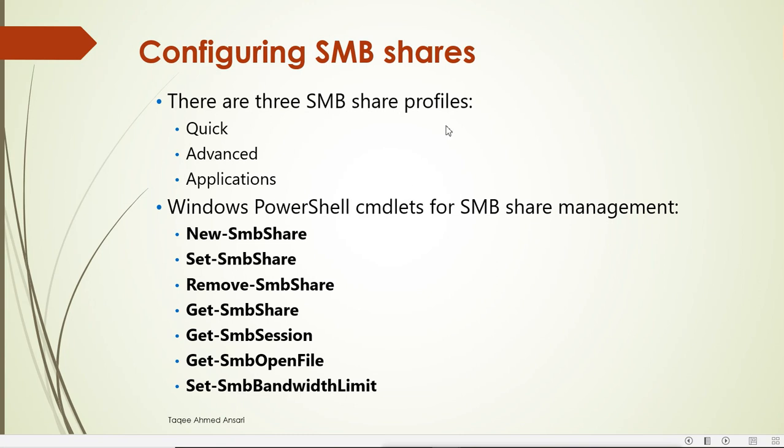Now configuring the SMB share. There are 3 SMB share profiles available: quick, advanced, and application. We can configure it from the server manager, and also from PowerShell. In PowerShell we have these commands to configure. We have New-SmbShare to create new, Set-SmbShare to configure or edit it, Remove-SmbShare to remove it, Get-SmbShare to get the information, Get-SmbSession to get the session information, Get-SmbOpenFile to check the open files, and Get-SmbBandwidthLimit to check the bandwidth limit of the SMB share.